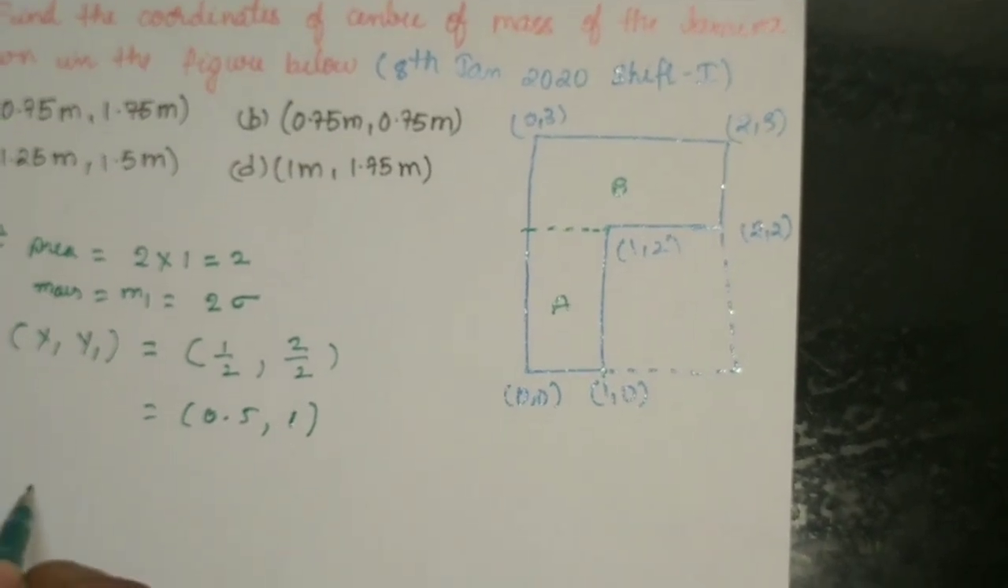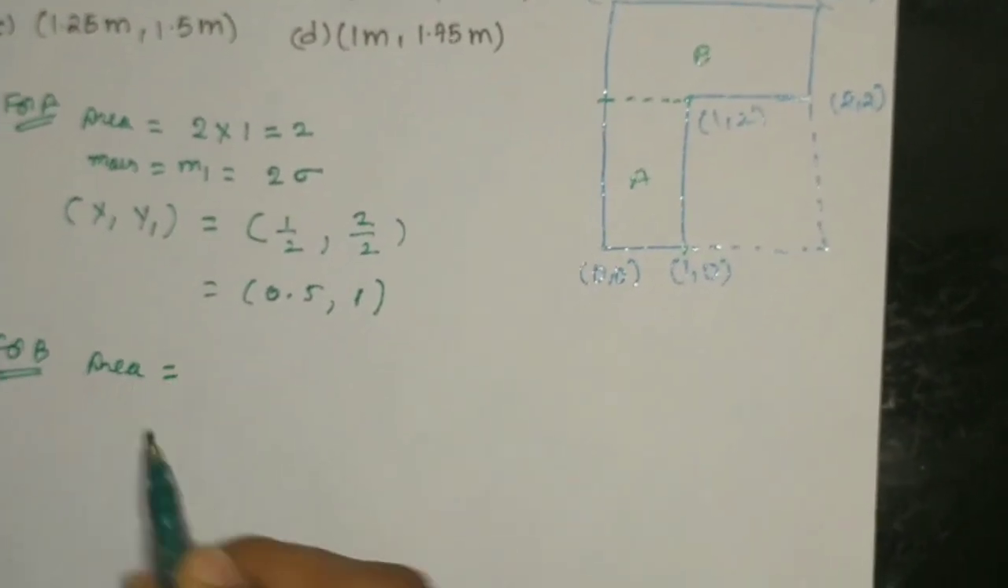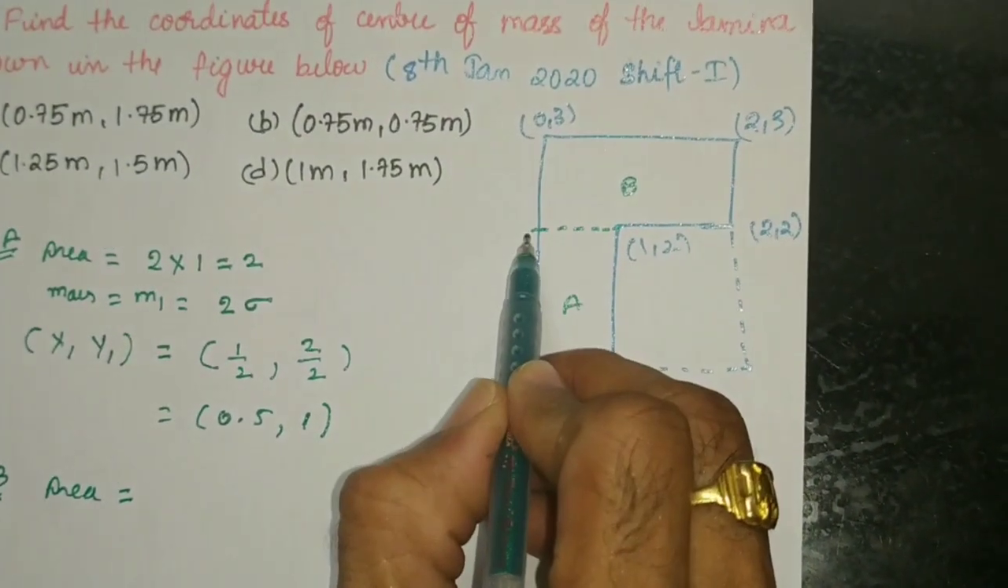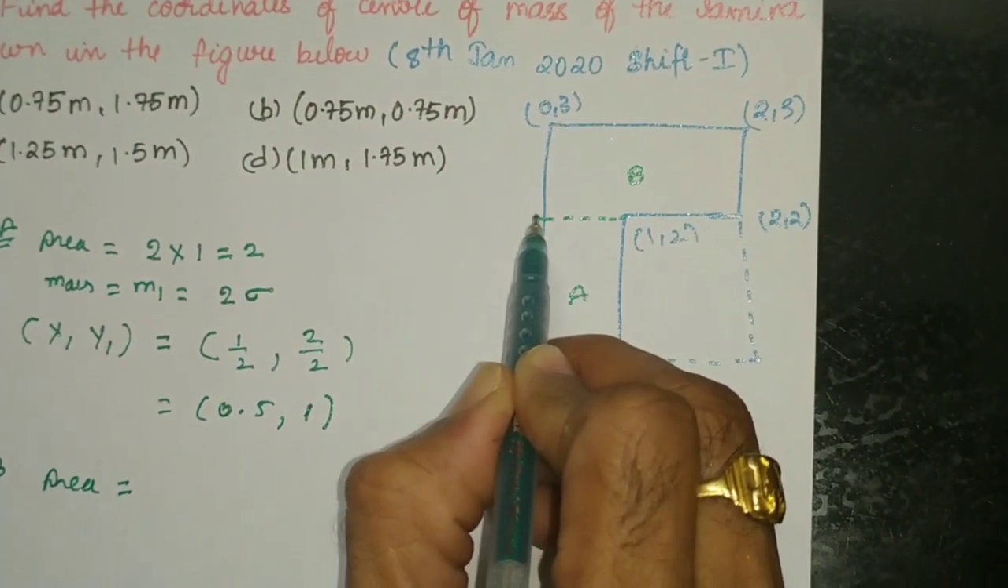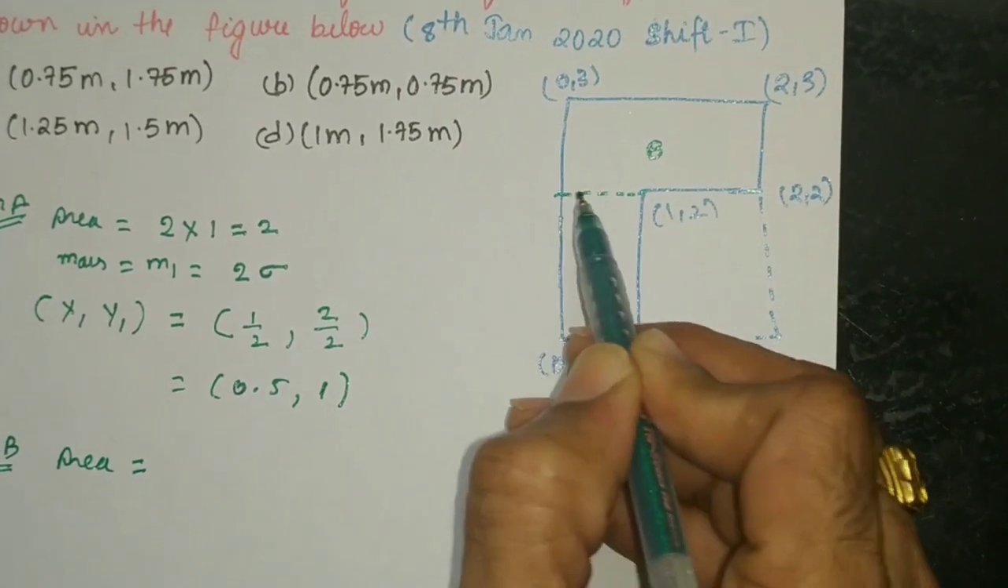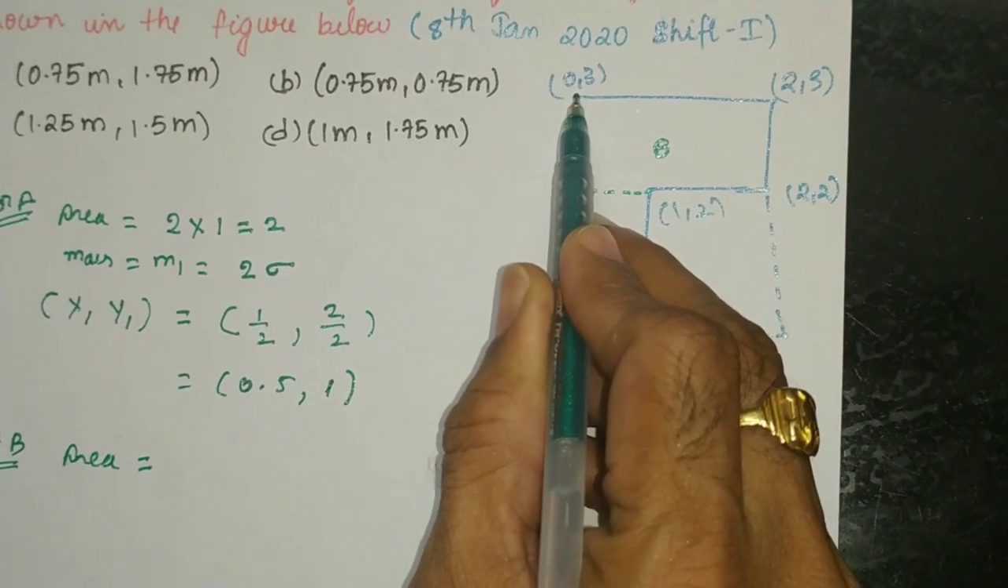For B, the area is, here the height extends from y coordinate 2 to y coordinate 3. Here this point is 0, 2, and this point is 0, 3.